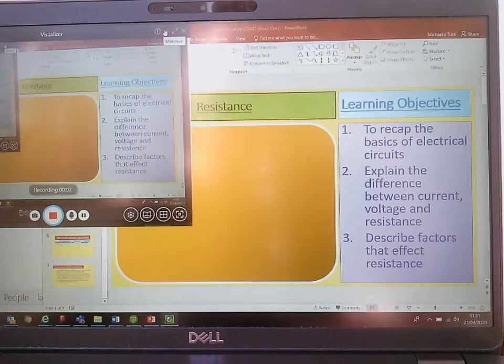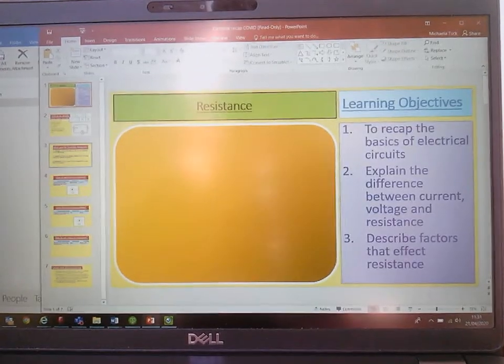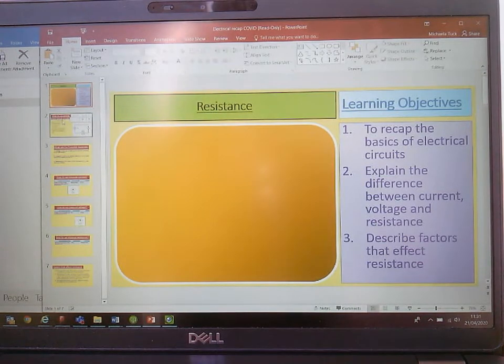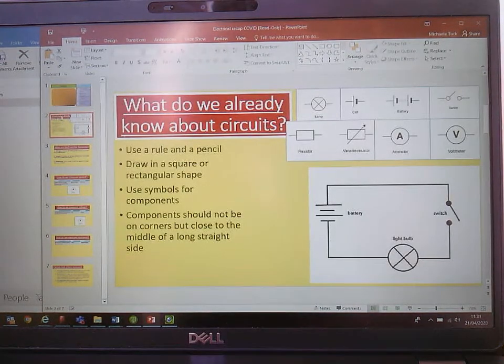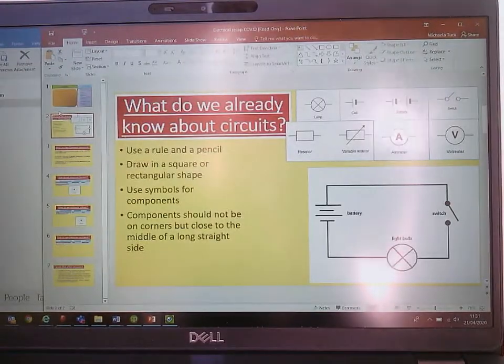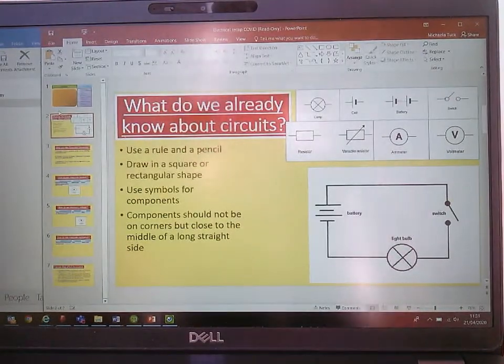Hello everyone, so we're just going to do a little bit of a recap on electricity and remind ourselves of everything we've done so far, and then I'm going to get you to do some activities on it. So starting straight away, what do we know about electrical circuits? Number one, if you have missed any of this that I'm talking about, please pause the video and go and do the work in your book.